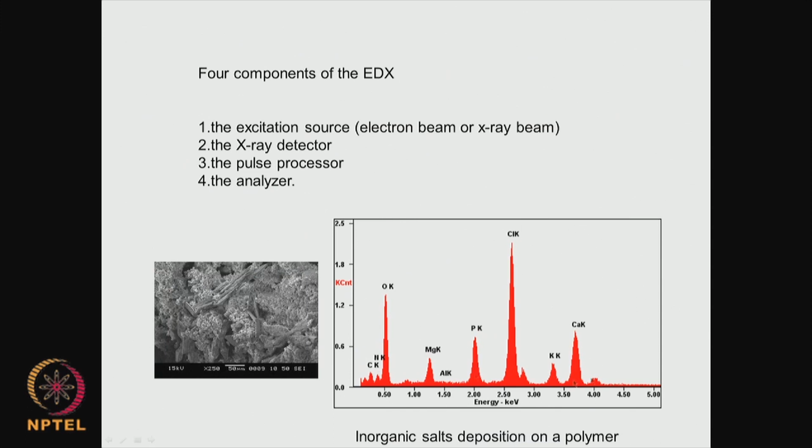So, this is how an EDX picture looks. This is the SEM of that, and this is an EDX. We are trying to see the salt and its elemental composition. We can even get the elemental composition of the salts that are present on the surface of this material. So, we can get both the surface morphology as well as the composition of various elements present on the surface.